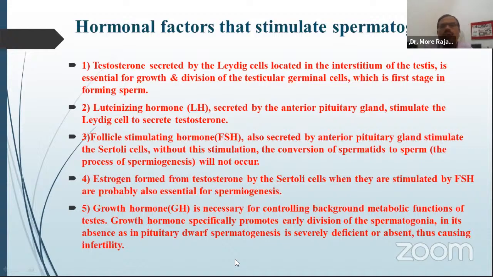So there are various hormonal factors that stimulate the process of spermatogenesis. These hormones include testosterone, then the luteinizing hormone from the anterior pituitary gland, FSH, again secreted by the anterior pituitary, then estrogen, which is produced by the Sertoli cells, and the growth hormone. It is also necessary for controlling background metabolic functions of the testes. This growth hormone specifically promotes early divisions of the spermatogonia. In the absence of GH, as in a pituitary dwarf, spermatogenesis is severely deficient or absent, thus causing infertility.